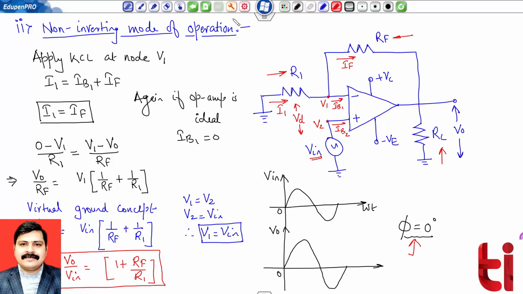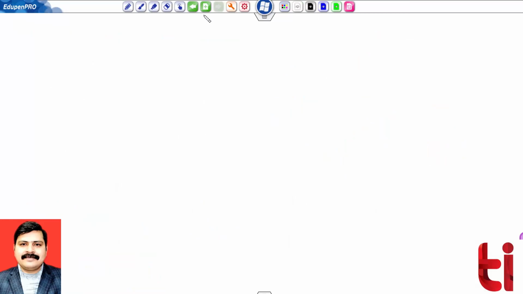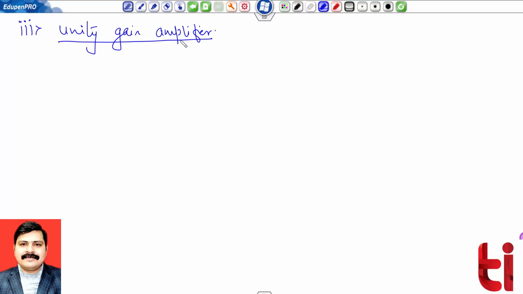Now let us check the third case, and the third case is the unity gain amplifier. So as the name suggests, unity gain amplifier means its voltage gain will be equal to unity. We need a circuit which should have AV equals 1.